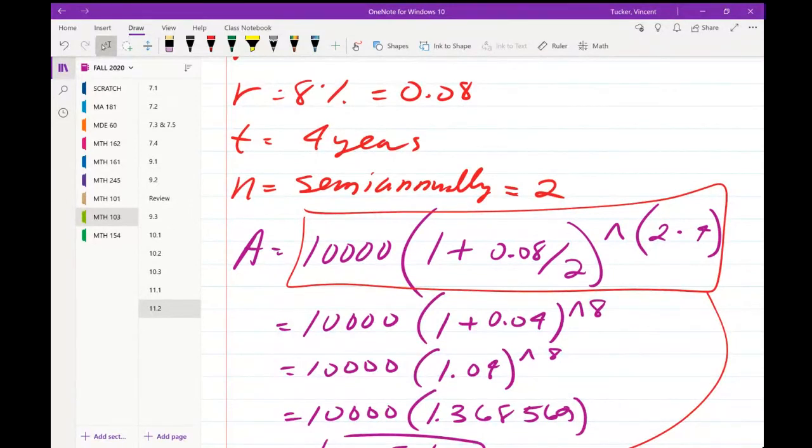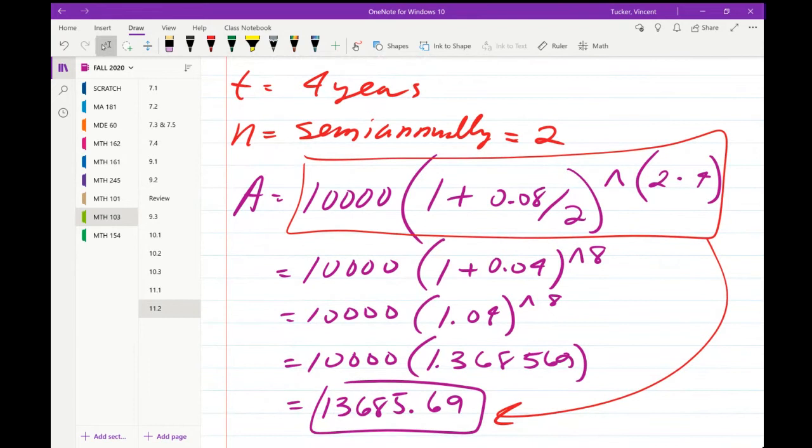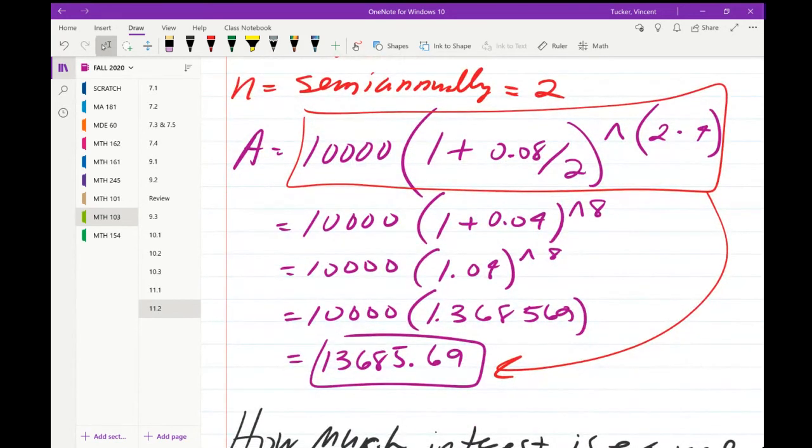You can go ahead and divide the 0.08 by 2, and you can go ahead and multiply 2 times 4 in your exponent. So that'll be 0.04, and then that 2 times 4 is 8. Add together the 1 and the 0.04 inside the parentheses. That'll give you 1.04. Raise that to the 8th power. That's 1.368569, and times it by 10,000, $13,685.69 would be your answer.